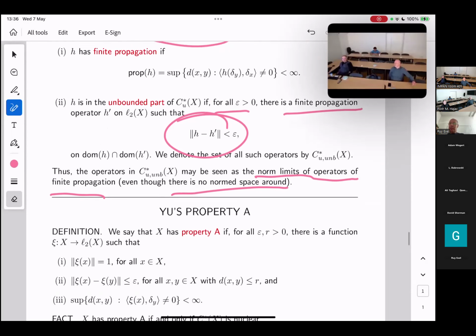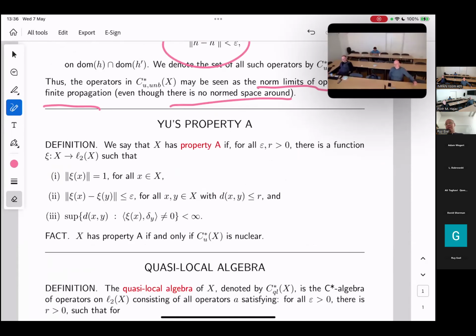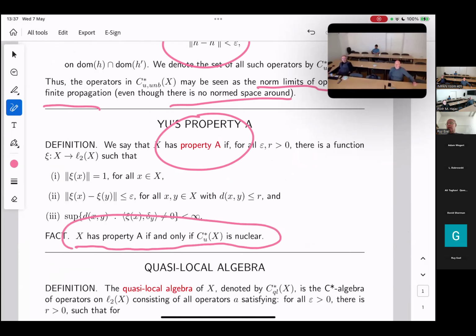So I'm going to skip property A, just to say that property A is a nice property that certain ULF spaces have, which is equivalent to the fact that C star U is a nuclear algebra.